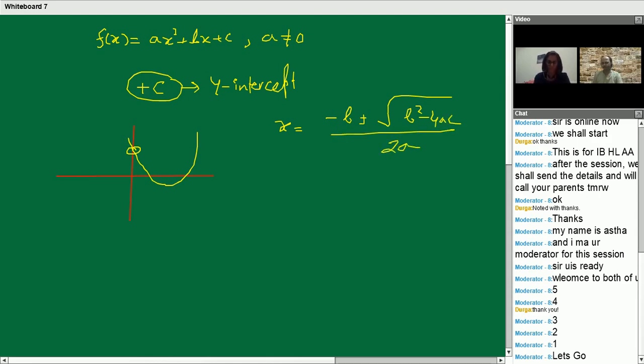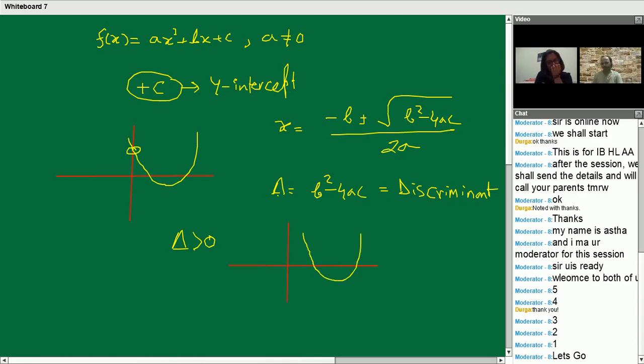Now, as you know, any term under the square root cannot be negative. So this part is denoted by delta. This is called the discriminant. When delta is greater than 0, the graph of a quadratic equation represents a parabola, and the roots are real and distinct.